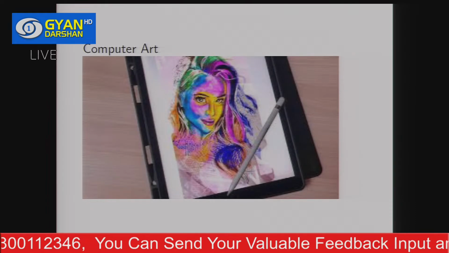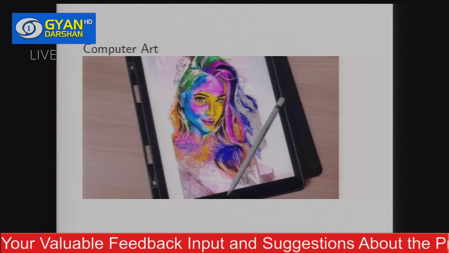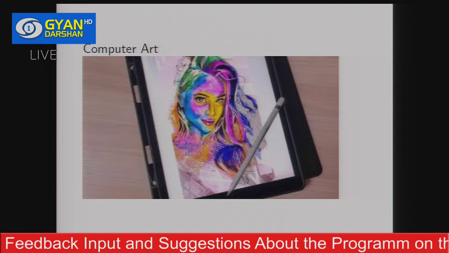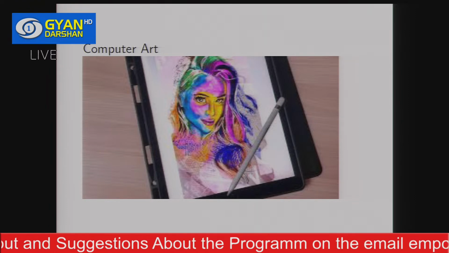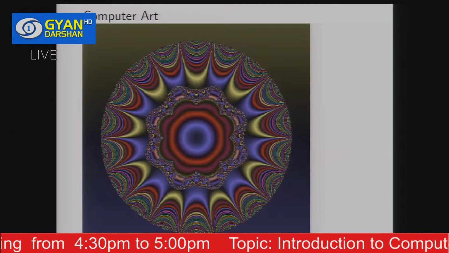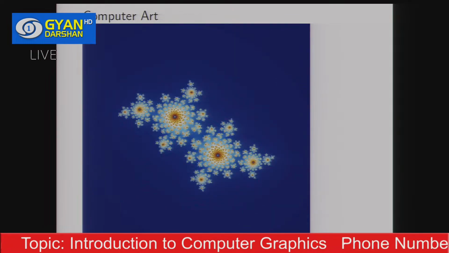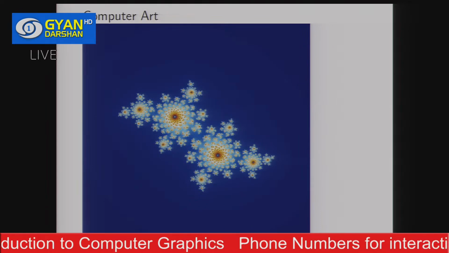Another important area where computer graphics is heavily used is computer art. Earlier, artists used to create paintings or pictures by hand, but nowadays a lot of computer graphics tools are available in the market that can assist you in designing beautiful pictures or paintings, in artistic, imaginative ways. This is a computer art generated picture of some mathematical shapes. This is also some mathematical shapes.